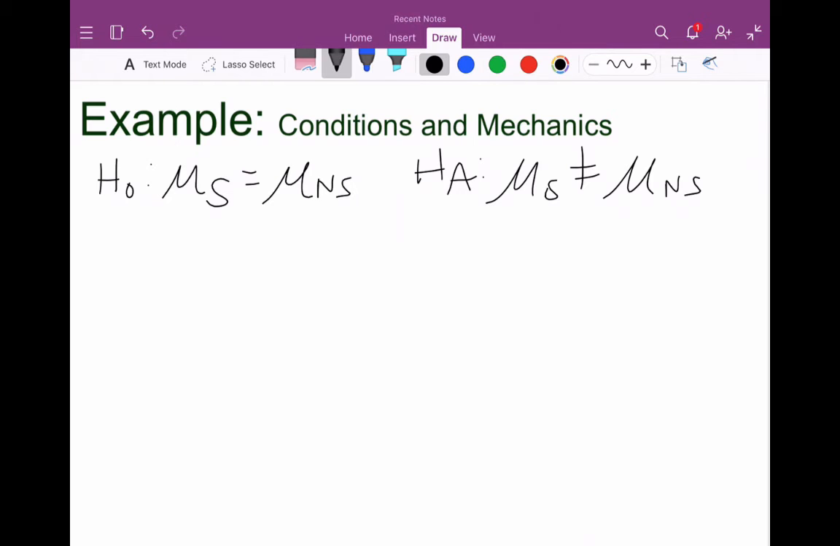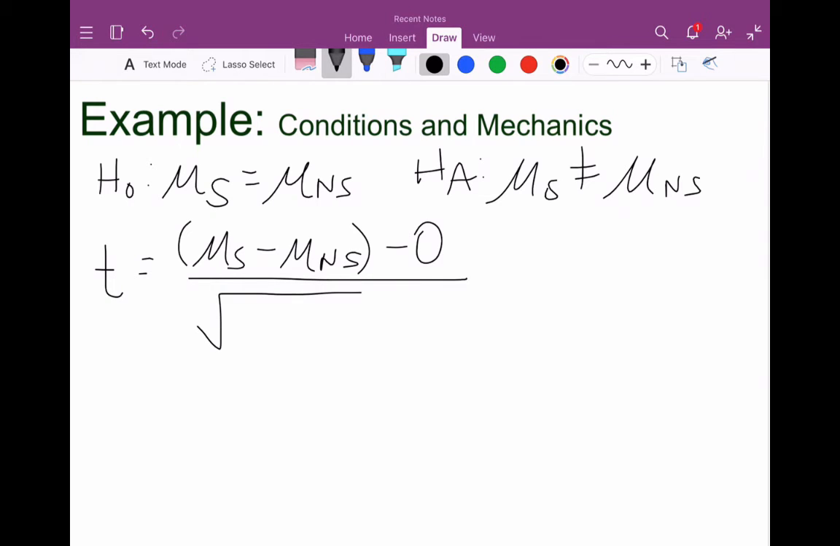Once we have our null and alternative hypotheses, we can go ahead and calculate our t-score. So our t-score is going to be equal to the difference in the two means, so the mean for smokers minus the mean for non-smokers, minus my null hypothesis, which will always be 0 when you're comparing two means, divided by the standard error, which would be the standard deviation for smokers squared over the sample size of smokers, plus the standard deviation for non-smokers squared over the sample size of non-smokers.